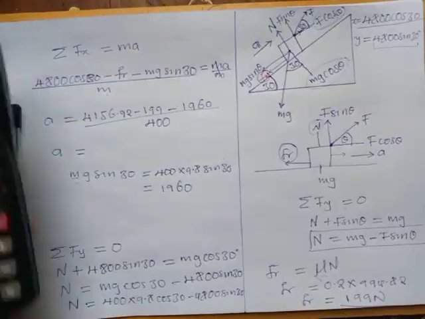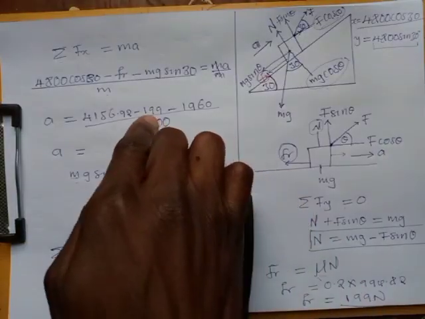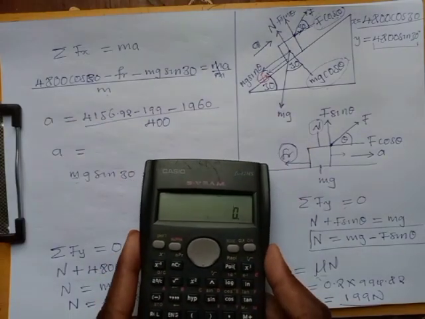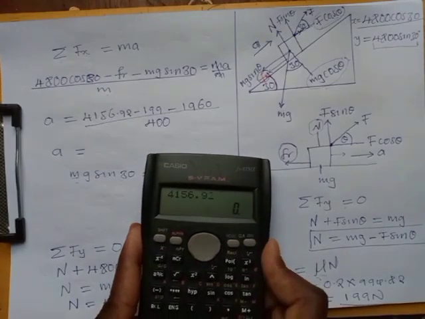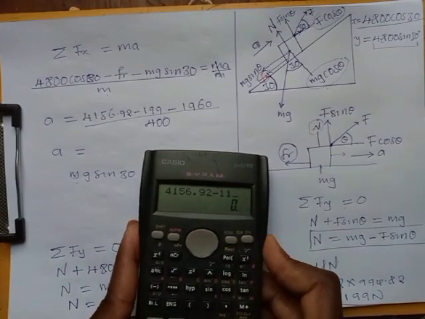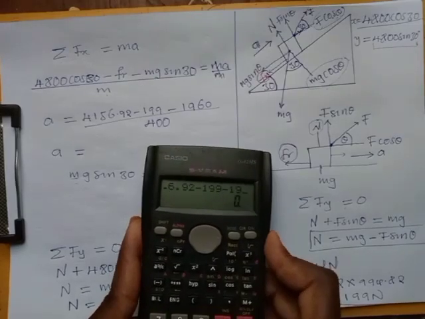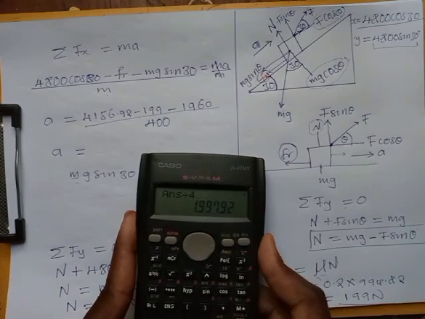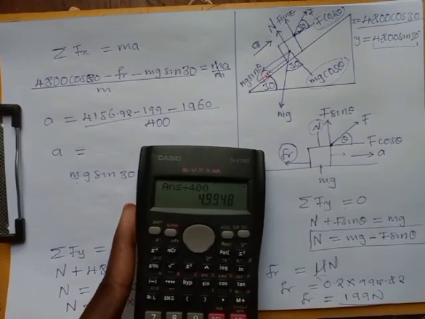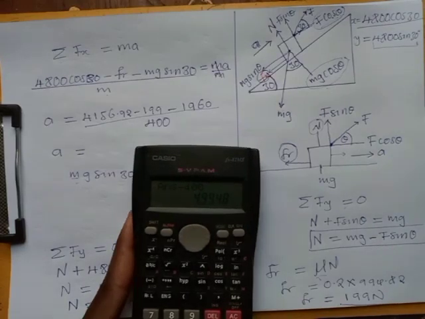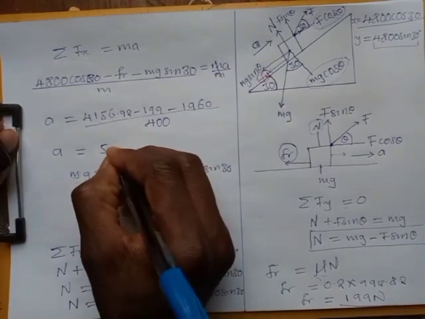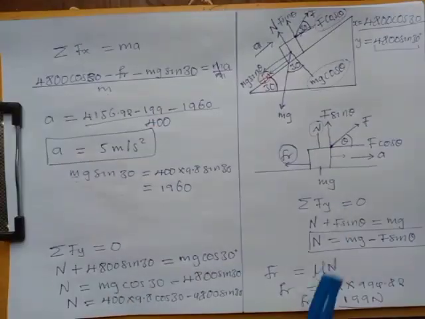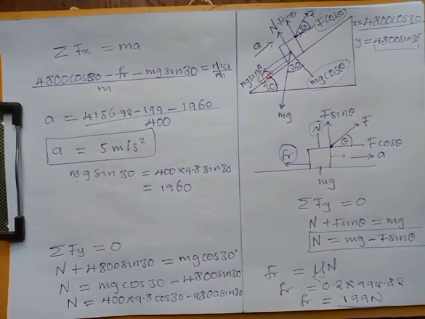Acceleration is going to be equal to, so to do it easily, let me just do it direct. I'll say 4156.92 minus 199 minus 1960. So we are getting this one, then I'll divide this by 400. And the answer that we are getting is 4.99. Whenever you round off this, you are going to get 5 meters per second square. And this qualifies to be the acceleration that the object had as it was moving.